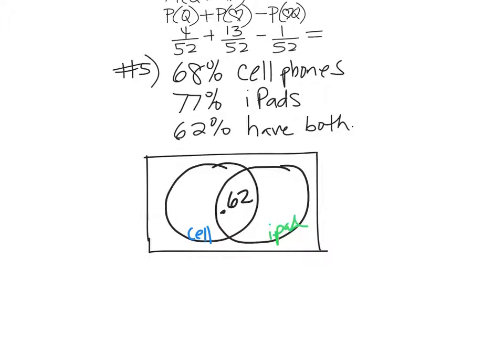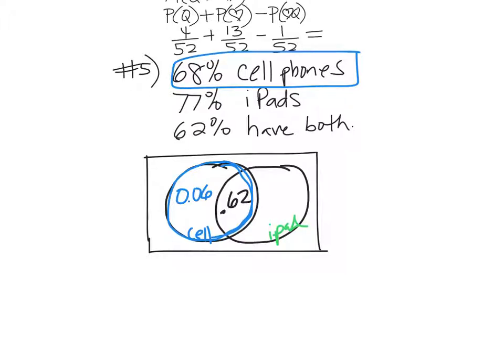6%. 0.06. That's hard to see, right? But if you look at cell phone, the entire cell phone circle has to equal 68%. Okay. Now what about an iPad?